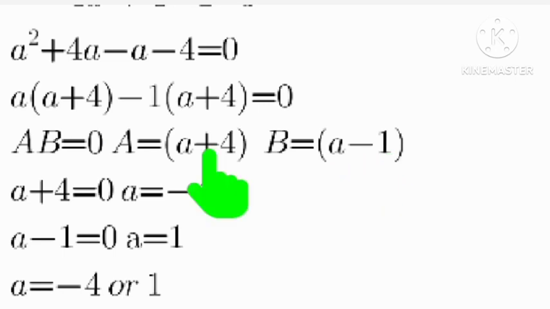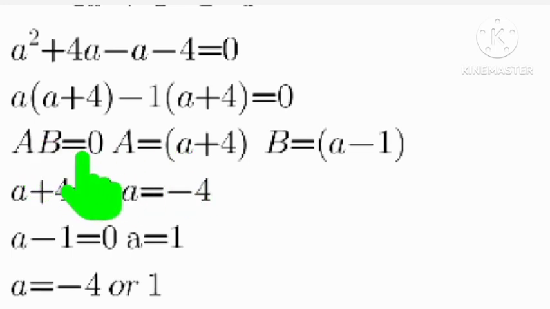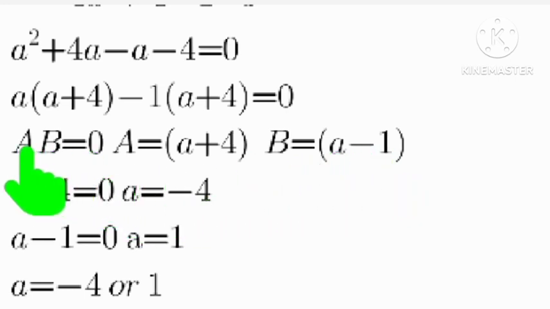What are we going to have next? We are going to combine these two brackets together. And so we are going to follow a rule known as the AB principle. The AB principle simply means AB is equal to 0. The first bracket is A, that means we are going to equate it to 0. And the second bracket is B, that means we are also going to equate it to 0. That's why we say it's the AB principle.